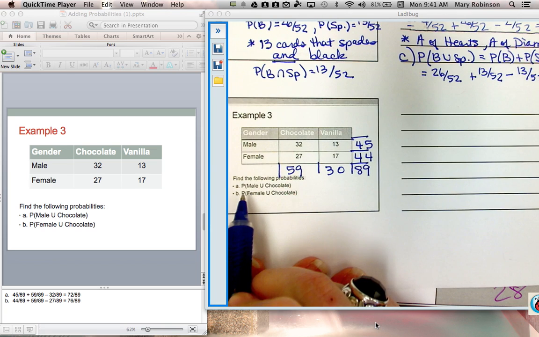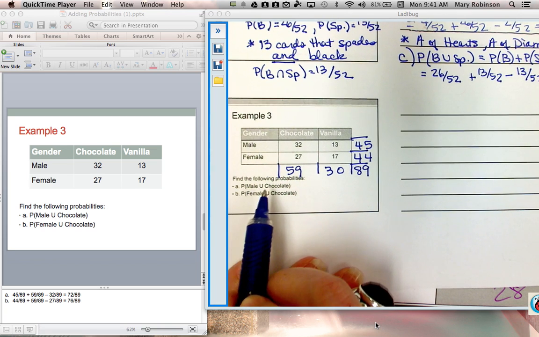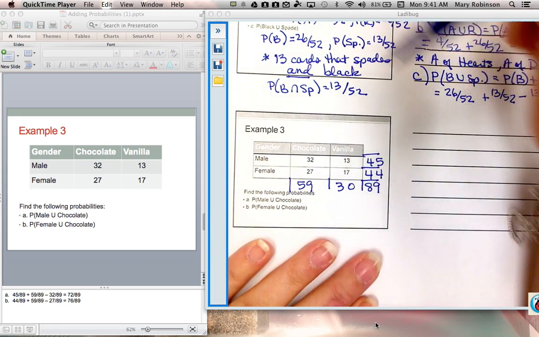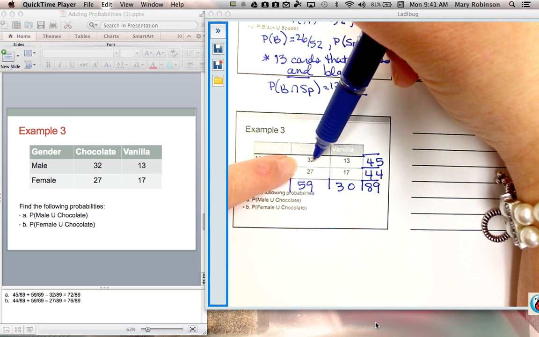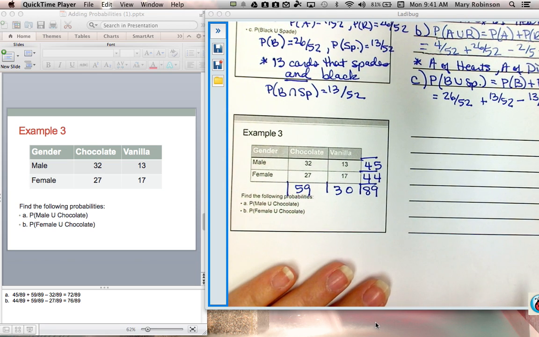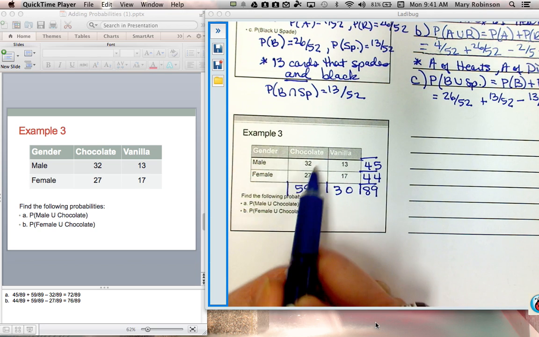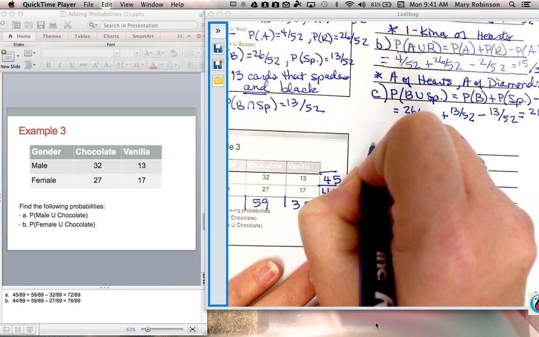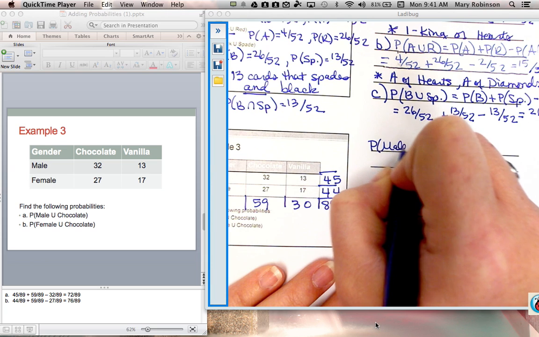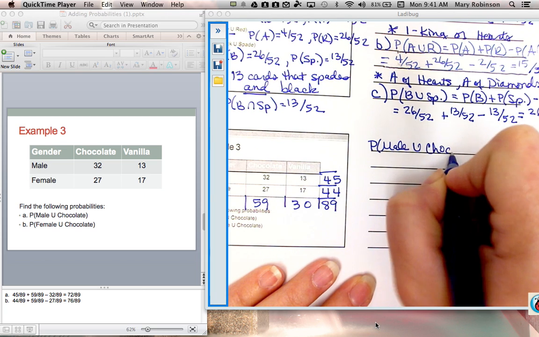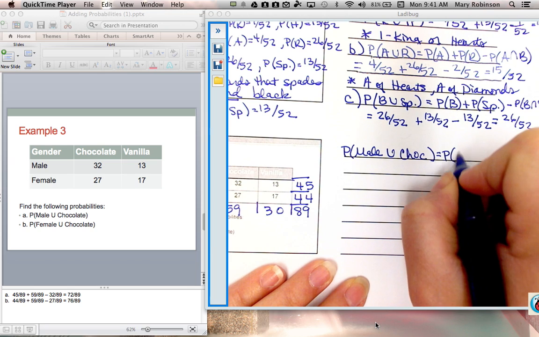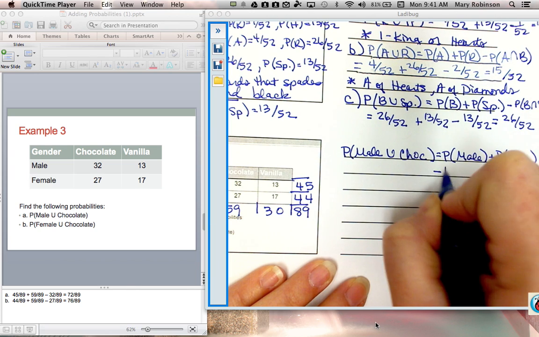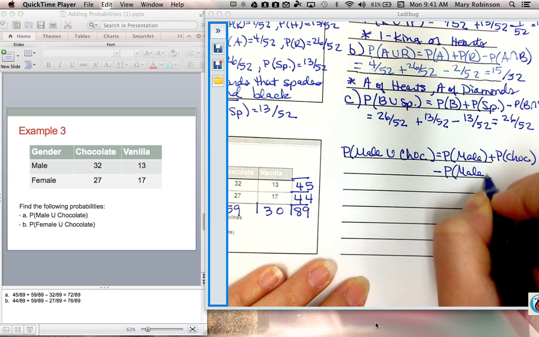And then we are asked to find the probability of male or chocolate. Are there any, by the way, that are male and chocolate? There are. And just like we did before, we have to find that to be able to subtract it, because these 32 are going to be counted not only in the male total, but also in the chocolate total. So let's get started. The probability of choosing a male or chocolate would be the probability of male plus the probability of chocolate minus the probability of male and chocolate.